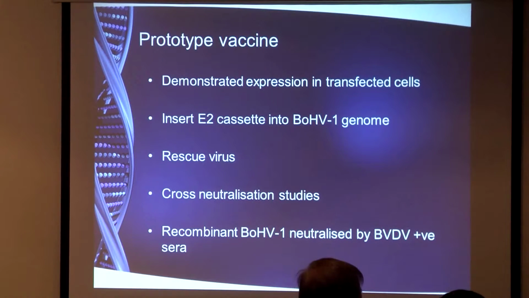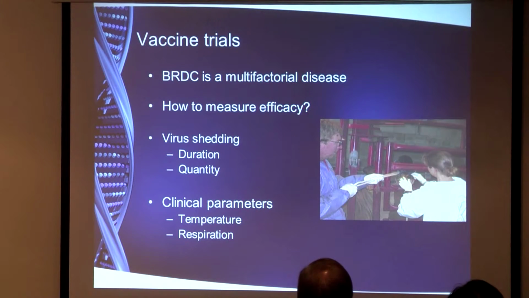And we ended up with our prototype vaccine, and we showed expression of the E2 cassette, put it into BHV using that methodology I talked about before. Our bovine herpes virus can now be neutralised by BVDV positive sera from cattle, so that gave us good confidence that we had it in the right structure and everything in the virus. So we then came to the end game, if you like, of the situation.